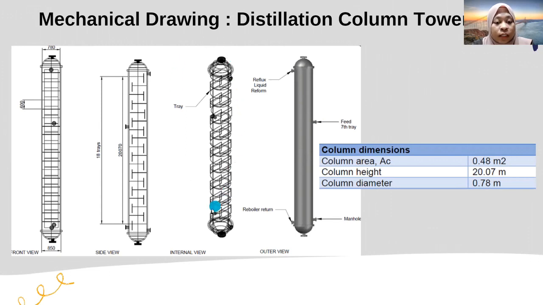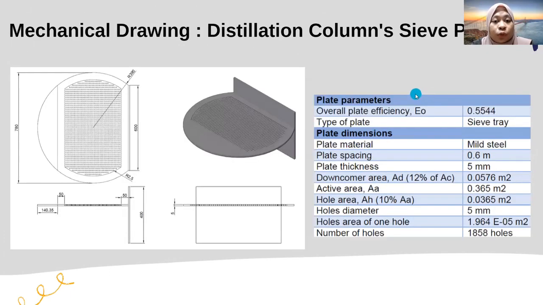So for the internal view, we can see there are trays that are placed and arranged considerably, and then for the outer view, you can see that feed is coming into the 7th tray, and we also have the reflux liquid return as well as the reboiler return. So this is the mechanical drawing for the distillation column sieve plates.